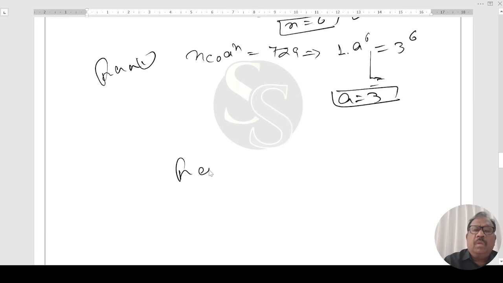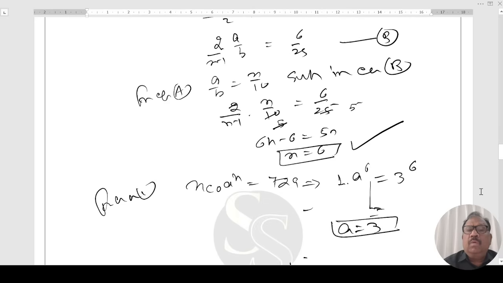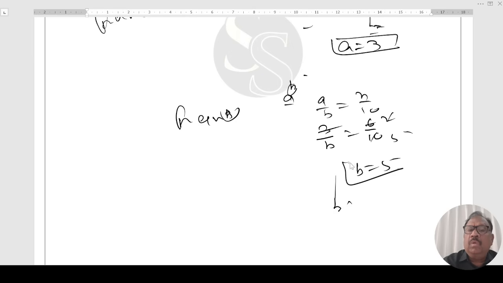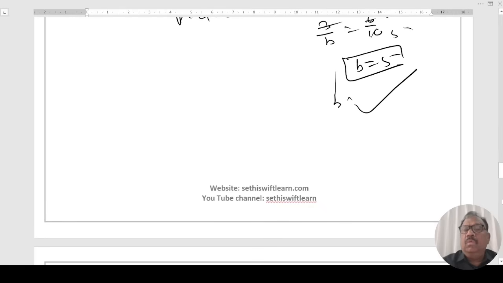Now from equation A, what was our a by b? a by b equal to n by 10. With a value 3, 3 by b equal to 6 by 10, so b comes out to be 5. So this is b equal to 5, a equal to 3 and n equal to 6. All the values are known to you, right? Next question.